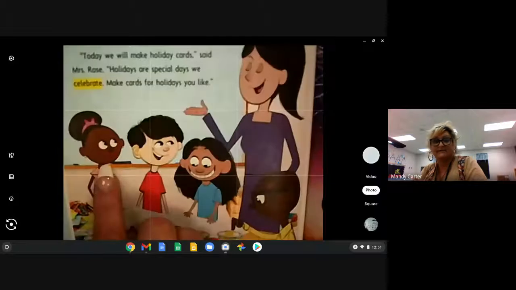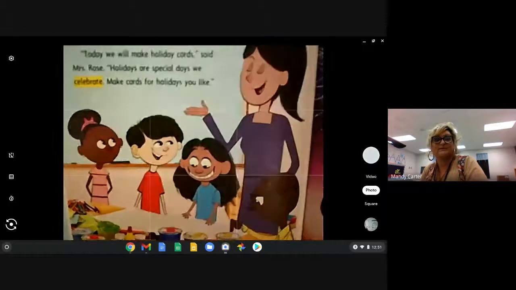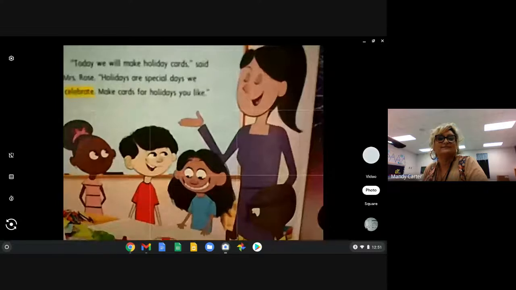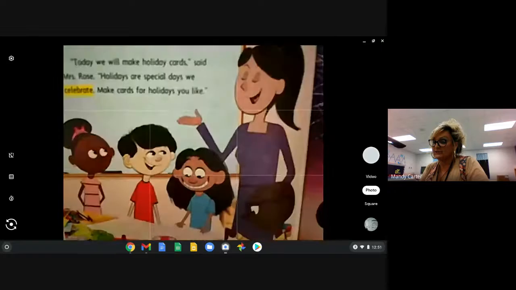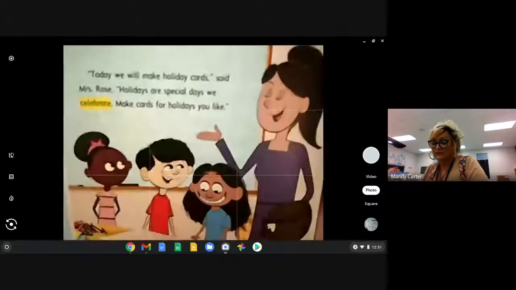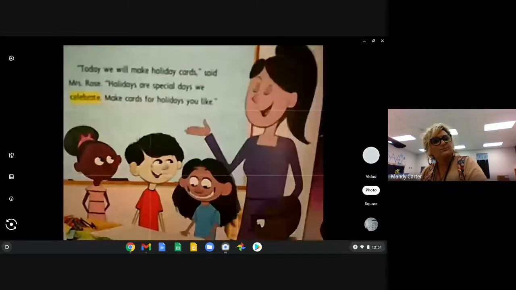And if you look at the faces of the children, they look real happy, don't they? A lot of times the pictures in a story give you a lot of information. They do. Mrs. Rose is the name of the teacher, and we see her name begins with a capital letter. Let's find out what their problem is going to be.